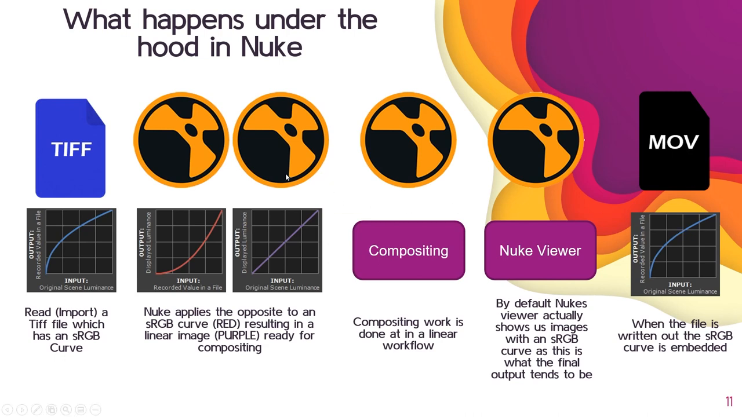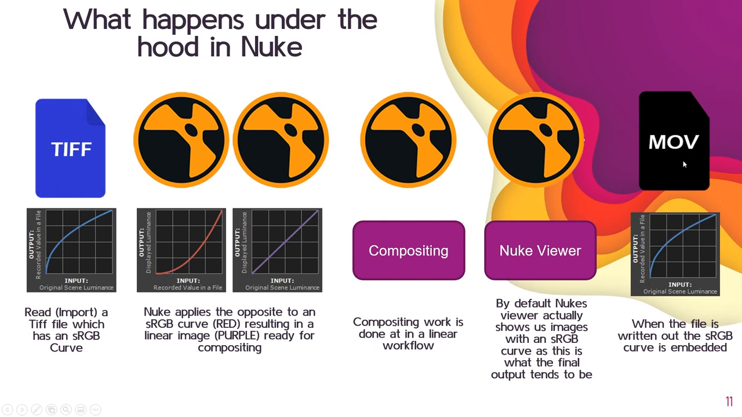So just to really quickly reiterate, you've got your TIFF, you've got your JPEG or whatever coming in, if it's in sRGB, it's got a gamma curve of 2.2. Nuke then applies the inverse to this, and it ends up linearizing the image sequence, or just the same single image. Any compositing work that you do to it inside is done in a linear workflow. However, when you're looking at it in the viewer, Nuke's viewer applies an sRGB curve so that you can see how it would actually look.